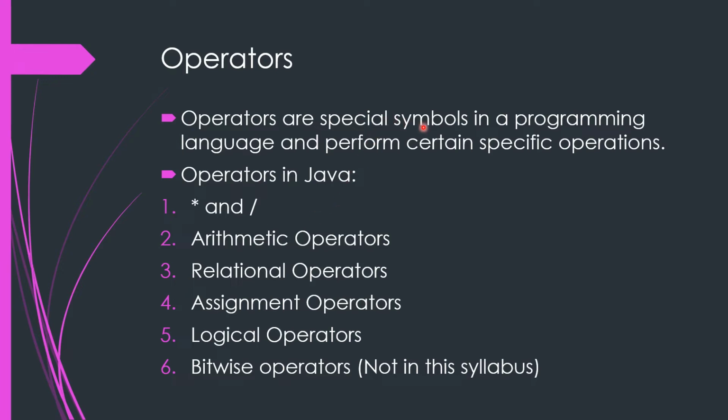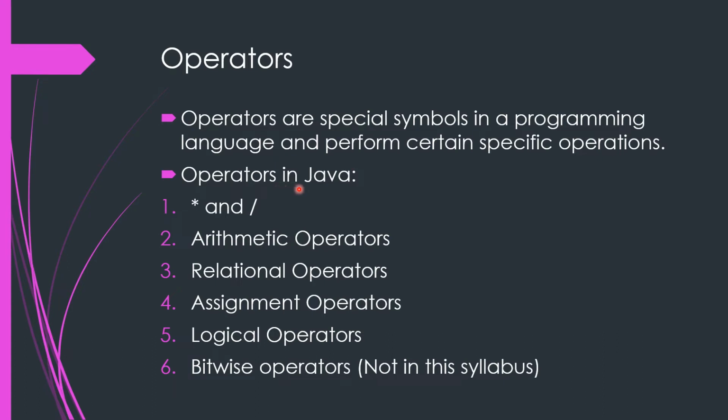Operators are special symbols in a programming language that perform certain specific operations. As their name suggests, they are used to perform some specific operations. Here our programming language is Java, so we will be talking about the operators we are going to use in Java for performing certain specific operations. We will be discussing which operator performs which operation.